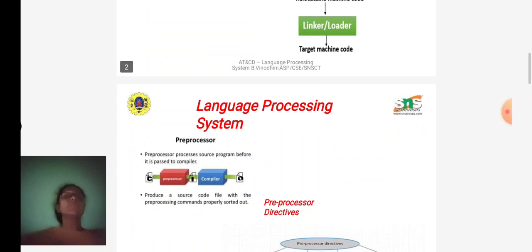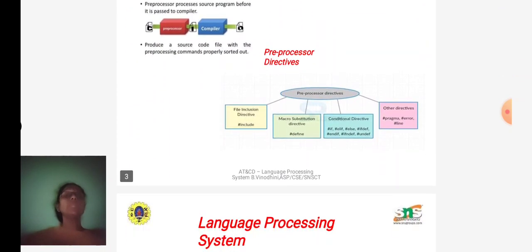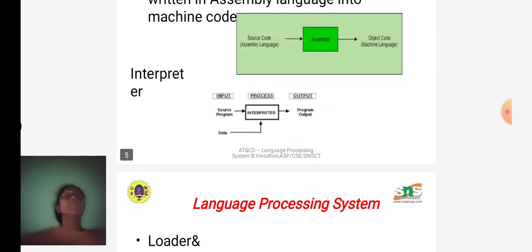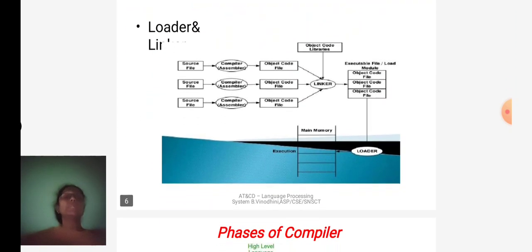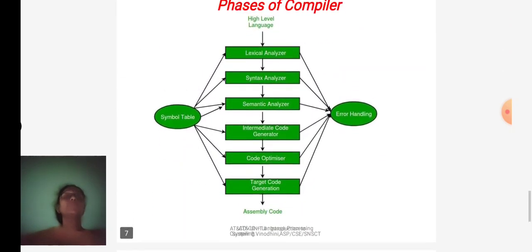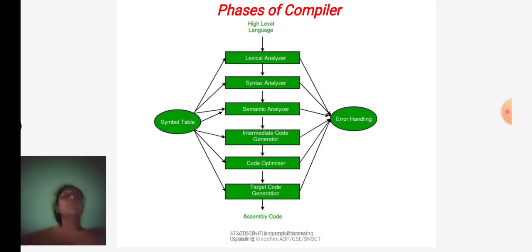In our syllabus we are going to study the compiler. In the next video we will see what the compiler is and what the input of the compiler is. The input of the compiler is the pre-processed high level language, and the output is the assembly level code. How this is done using the several phases of the compiler will be seen in the next class.